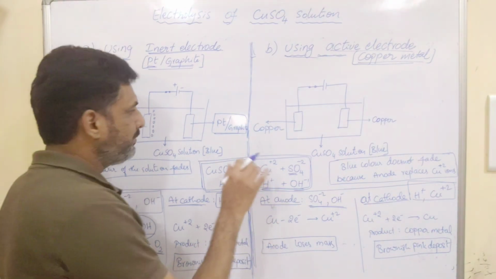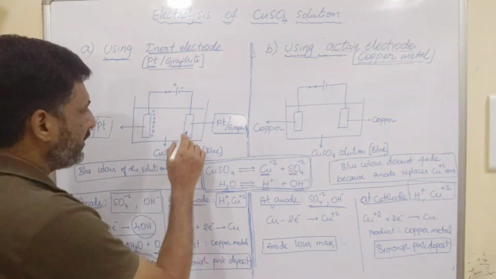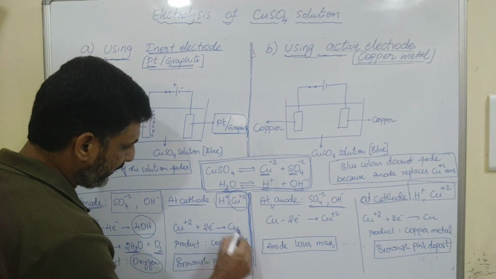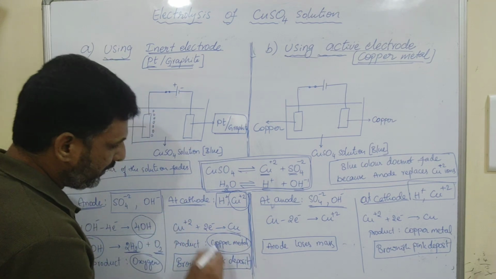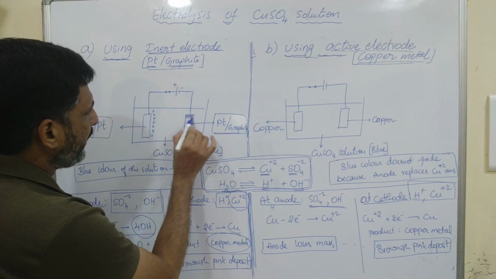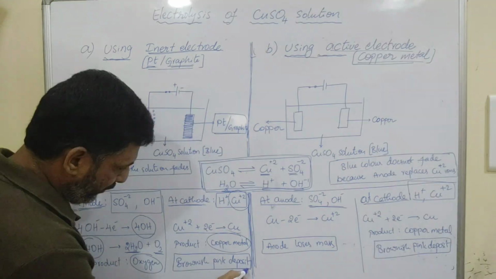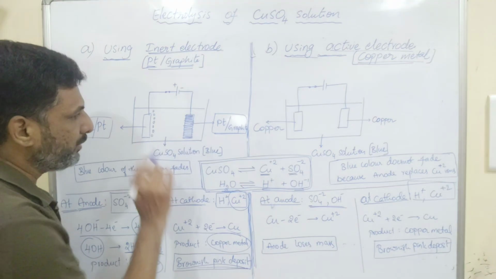The same thing happens here at the cathode, that is discharge of copper ions. Now copper ions get discharged by taking 2 electrons, and the product will be copper metal, and this copper metal will be deposited on the cathode, which will be in brownish pink color. So you will see brownish pink deposit at the cathode.